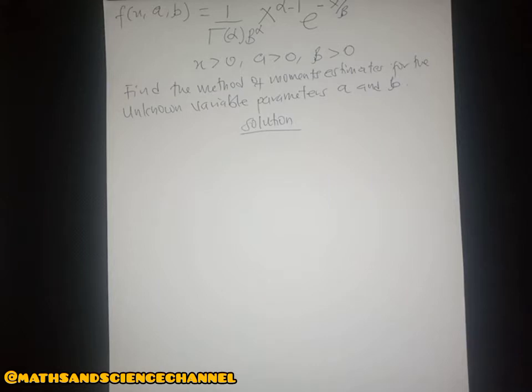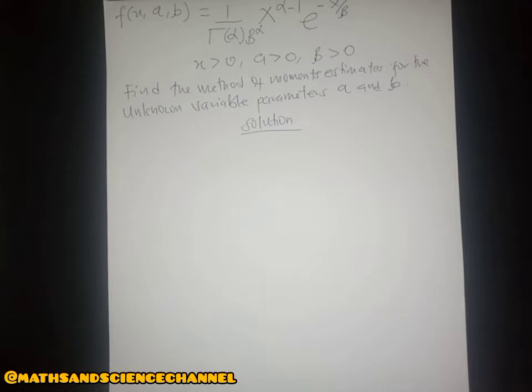So in this case, this is a continuous case. But you realize that we are given two different parameters, unlike the previous one that we used to solve, where we were only given one variable and had to find the method of moment estimator for that particular variable. But in this case, we have two variables, which are alpha and beta. So let's look at how to solve it.